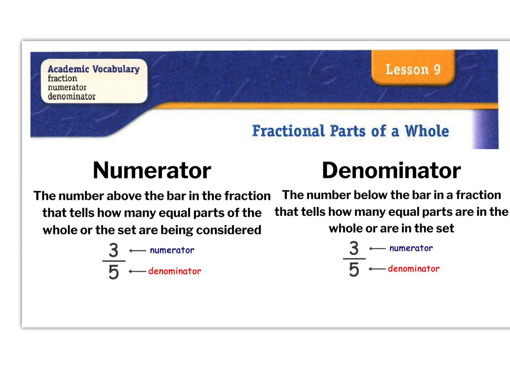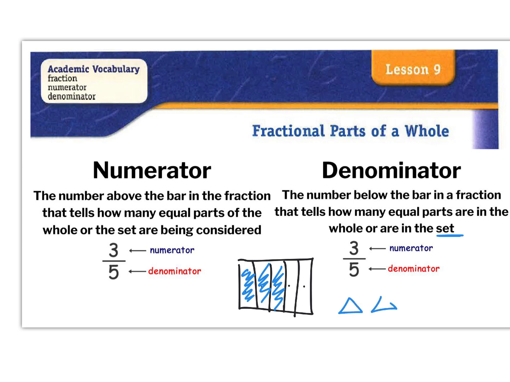So that means that if we had a shape and it had 5 equal parts, 1, 2, 3, 4, 5, that is the denominator. It has 5 parts, and then 3 of those parts, 1, 2, 3, are being considered and shaded in. Also, it can be part of a set. So a set looks more like this. If we have 5 triangles, so there is the denominator. We have 5 triangles, and then 1, 2, 3 of the triangles are shaded in. So that means 3/5 of the triangles are shaded in.